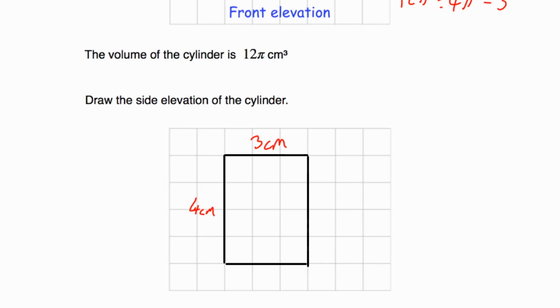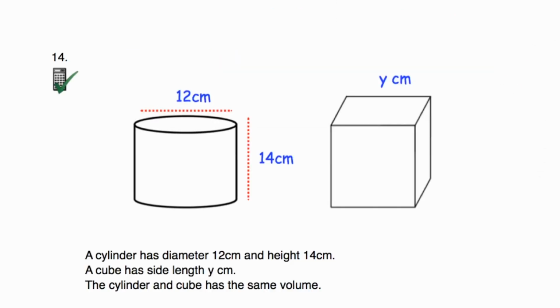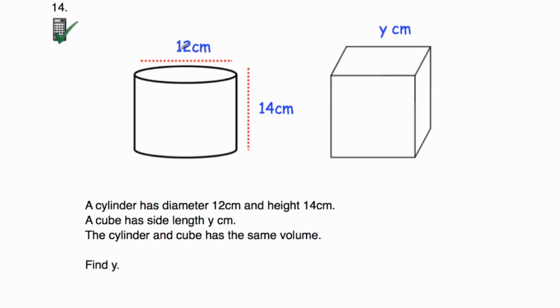And that's it. Okay, let's have a look at our next question. Question number 14. We've been given a cylinder with a diameter of 12 centimeters and a height of 14 centimeters. And we've got this cube that's got a side length of y. We're told that the cylinder and the cube have got the same volume and we've been asked to find y. So if we find the volume of the cylinder, that will be the same as the volume of the cube because we're told that.